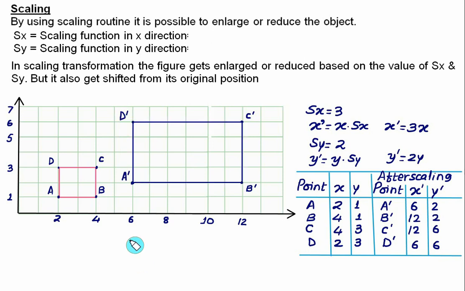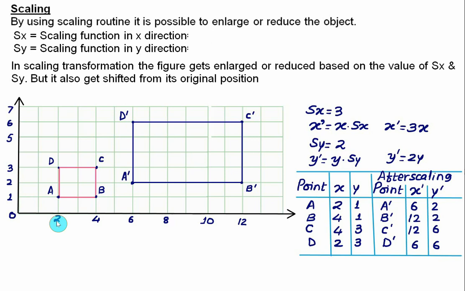Since here we have selected the value of Sx equal to 3 and Sy equal to 2, Sx is not equal to Sy. So originally we have a square of size 2 by 2. Now it becomes a rectangle. 12 minus 6 is 6, and 6 minus 2 equals 4. So your figure gets enlarged because Sx is greater than 1 and Sy is greater than 1. But if you select Sx less than 1 and Sy less than 1, then you will get a reduced figure.